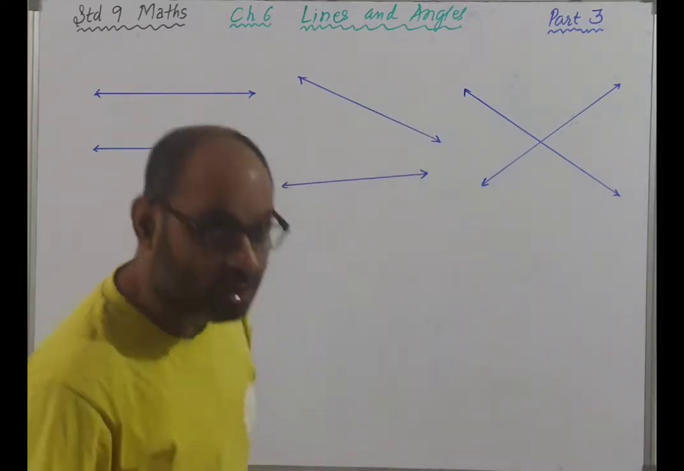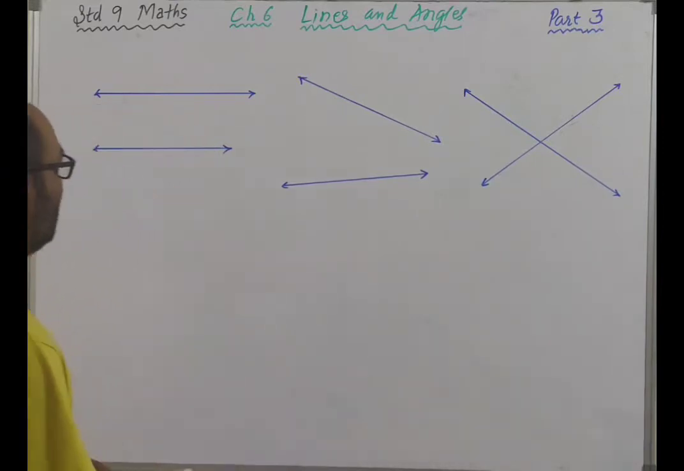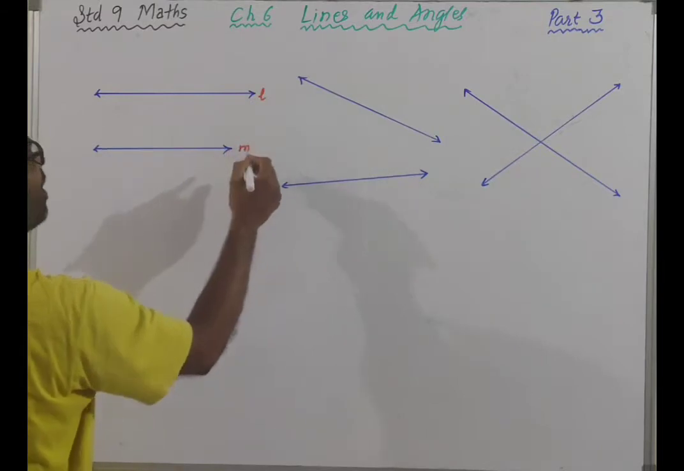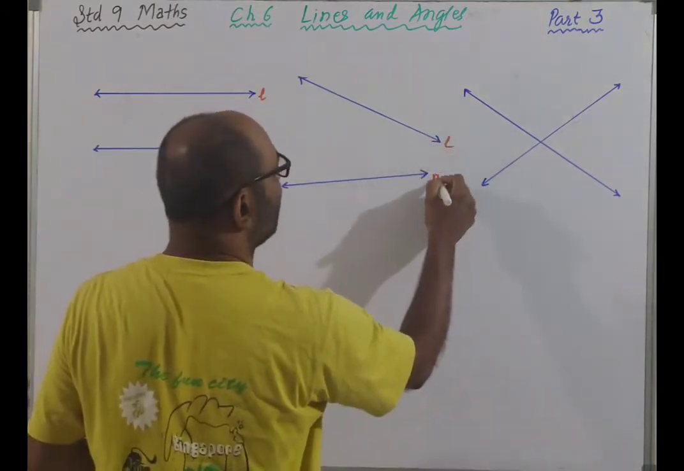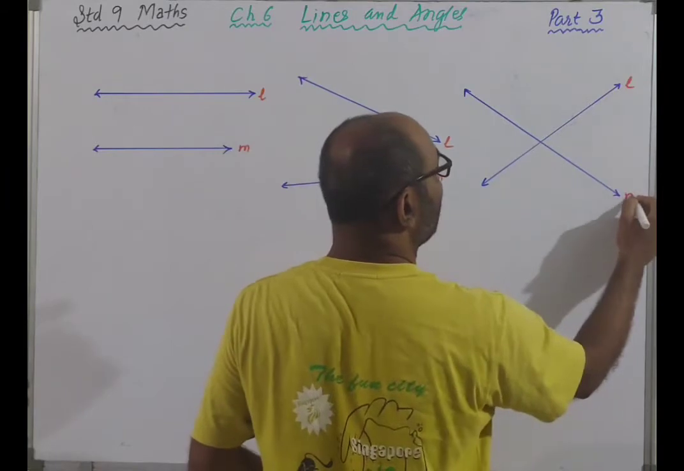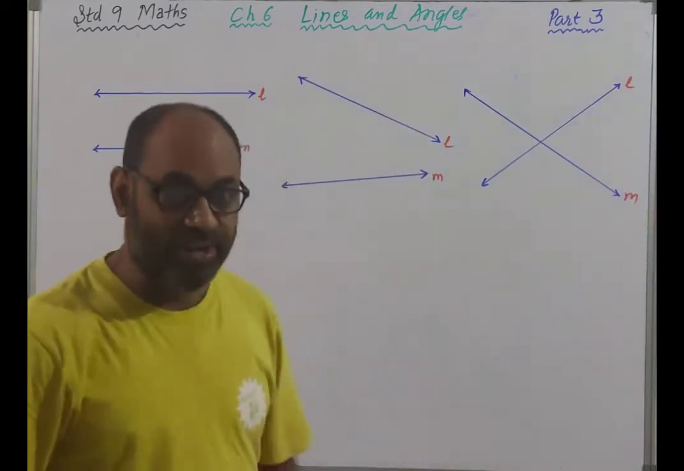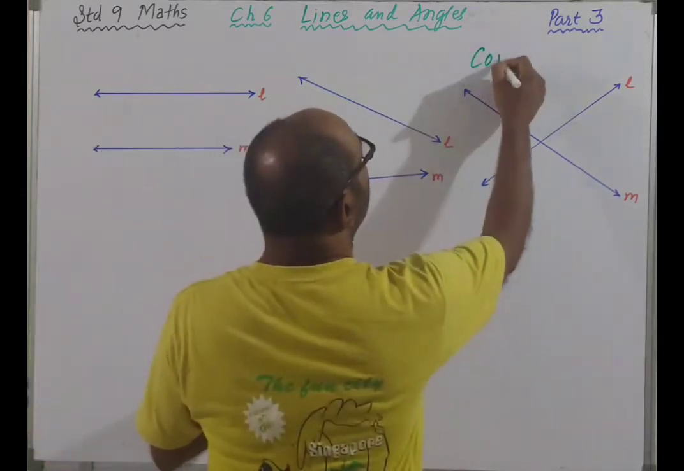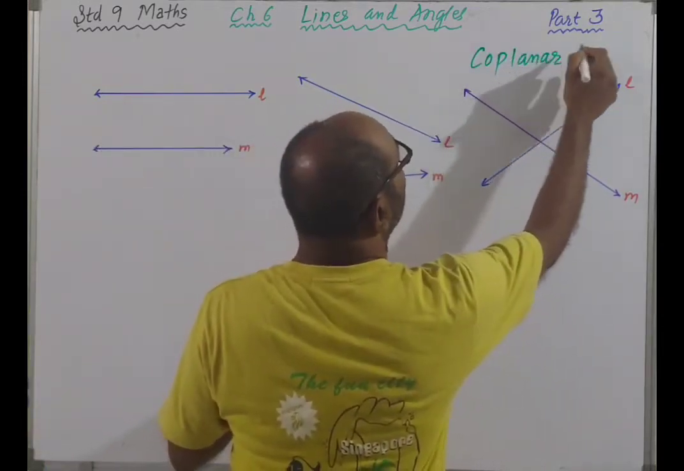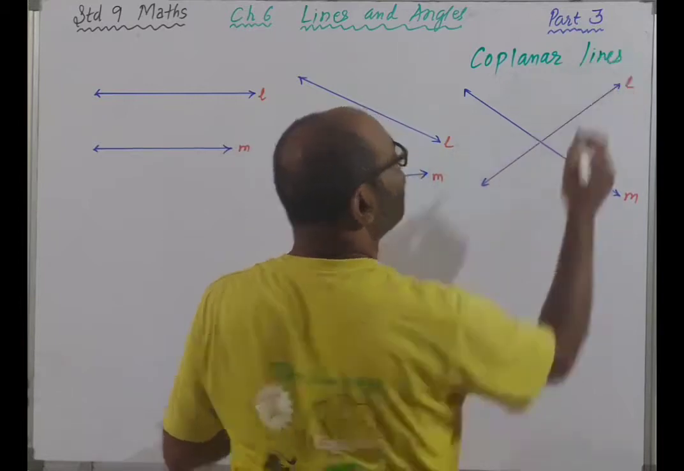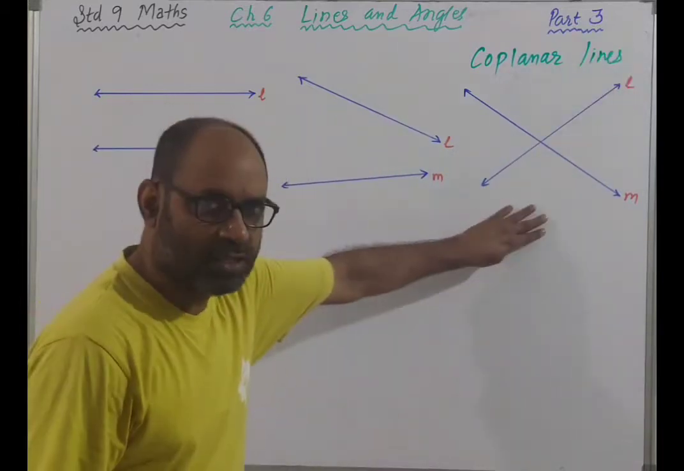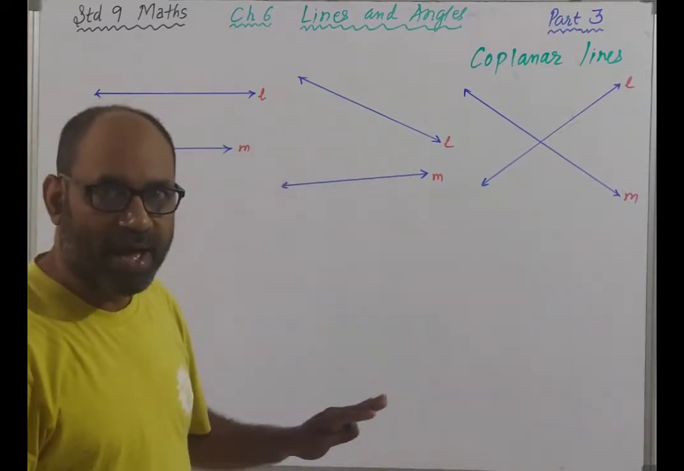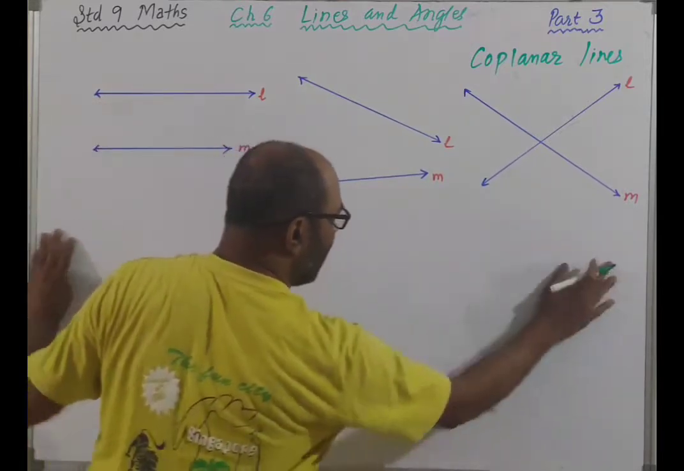Alright. Now look here. Please pay attention. Here, this is line L and this is line M. First try to understand what are coplanar lines. What do you mean by coplanar lines? Children, this pair of lines, this pair of lines and this pair. So all the 3 pairs of lines lie on the same board.